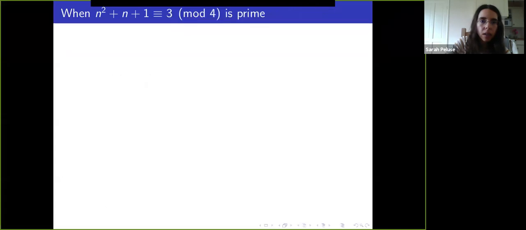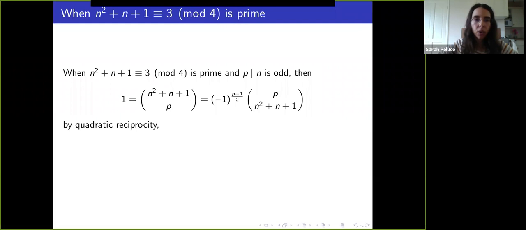Okay. So now I can finally talk about when n squared plus n plus 1 is a prime. So for the same reason that n squared plus n plus 1 being 1 mod 4 is a hard case, the case when it's 3 mod 4 is easy. So if p is an odd prime dividing n, then again, n squared plus n plus 1 is just 1 mod p. So it's definitely a quadratic residue. But then quadratic reciprocity says that the Legendre symbol of p over n squared plus n plus 1 is -1 to the p minus 1 over 2.